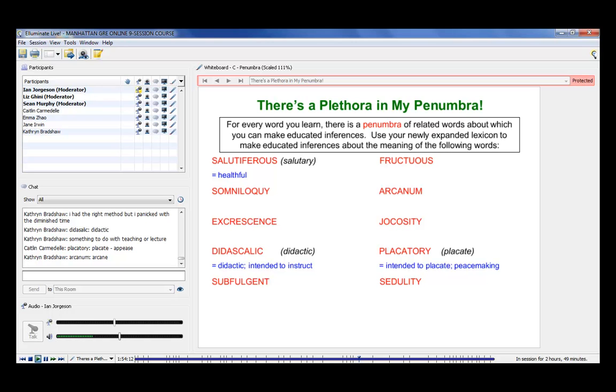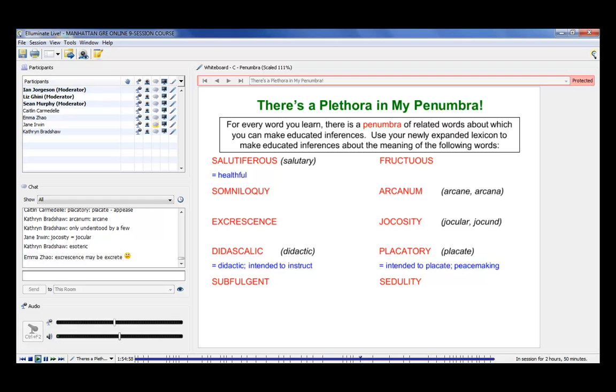Catherine's got arcanum, good call. Arcane or arcana, which would be the noun form. So what do you think arcanum is then, Catherine? Based on its ending, do you think it's an adjective, a noun, an adverb? All right, James giving me jocosity, having to do with jocular, jocund. Absolutely. So Jane, what do you think jocosity means then? Yeah, joking. Absolutely. Joking around, state of being jocular, humorous.